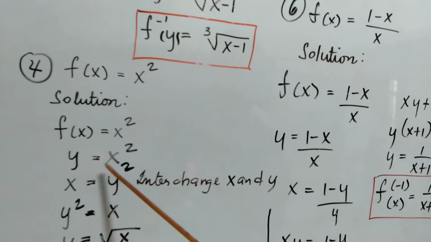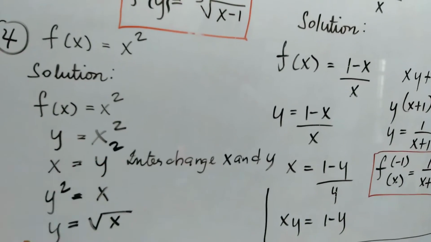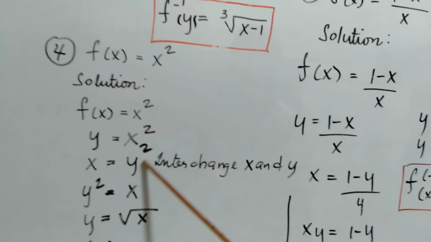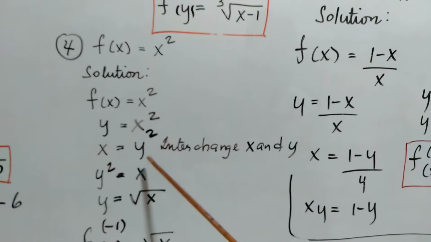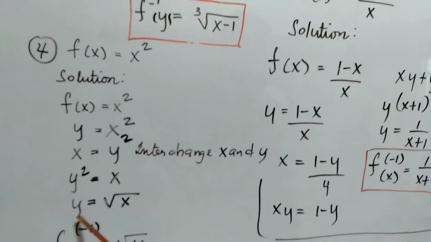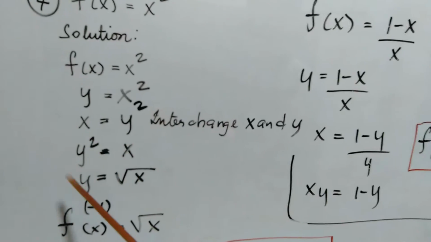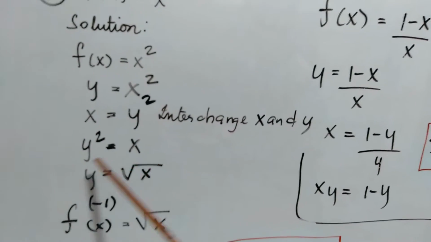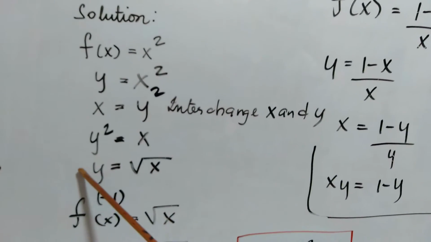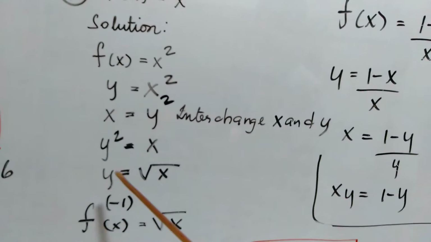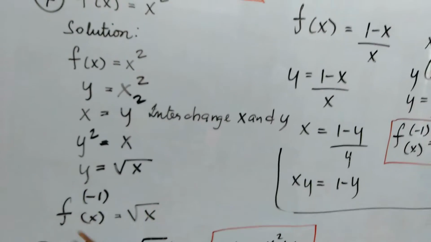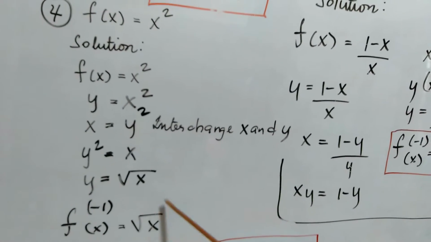And then we interchange x and y. So we're getting x is equal to y squared. Then we get the value of y. You get the square root of both sides of the equation. We get y is equal to square root of x. So this one will be the inverse of the given function. So we just change this to a symbol. The inverse of the given function is equal to square root of x.